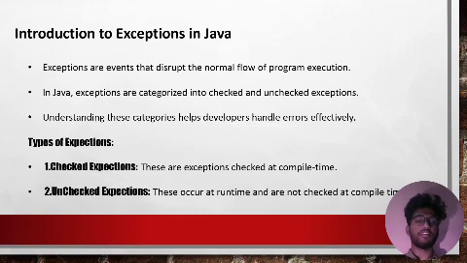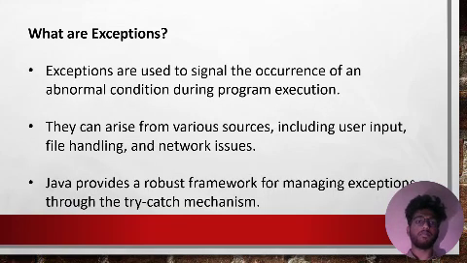There are two types of exceptions: checked exceptions and unchecked exceptions. Checked exceptions are checked at compile time. In unchecked exceptions, these occur at runtime and are not checked at compile time. Exceptions are used to signal the occurrence of an abnormal condition during program execution. They can arise from various sources, including user input, file handling, and network issues. Java provides a robust framework for managing exceptions through the try-catch mechanism.